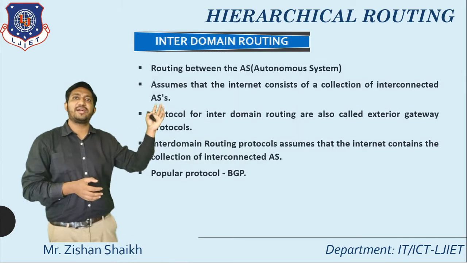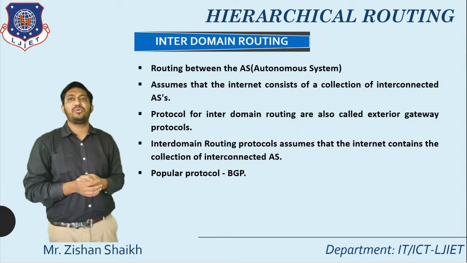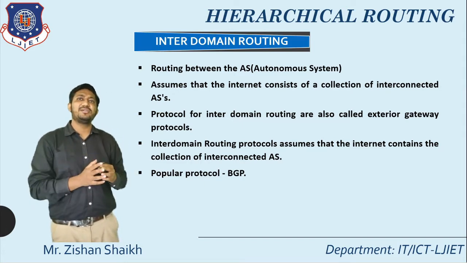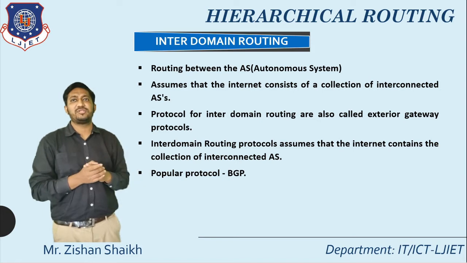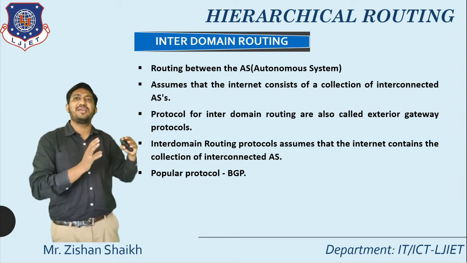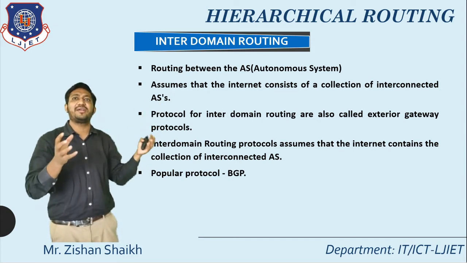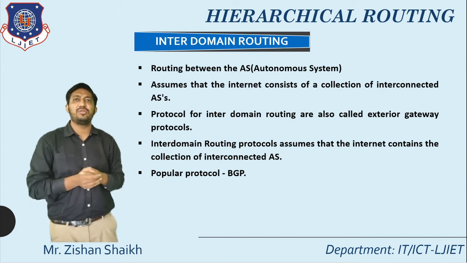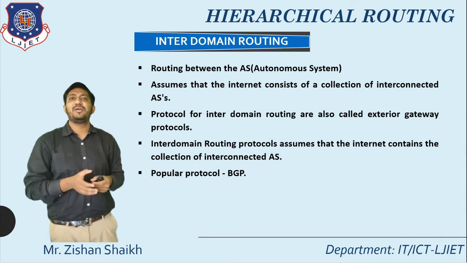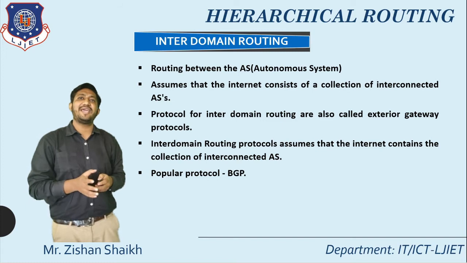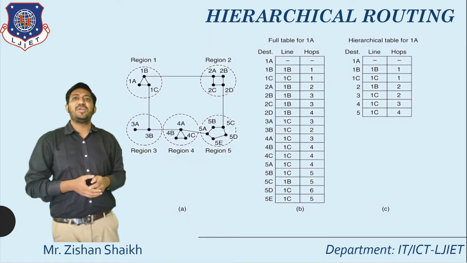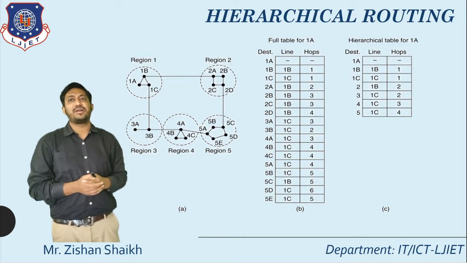Now let's move to the second one, that is the interdomain routing algorithm. Interdomain routing is all about the routing process between different autonomous systems. So two different networks are there and they are connected with each other. That is the task of interdomain routing algorithms. This is also known as exterior gateway protocols, and Border Gateway Protocol, BGP, is the example of interdomain routing algorithms.